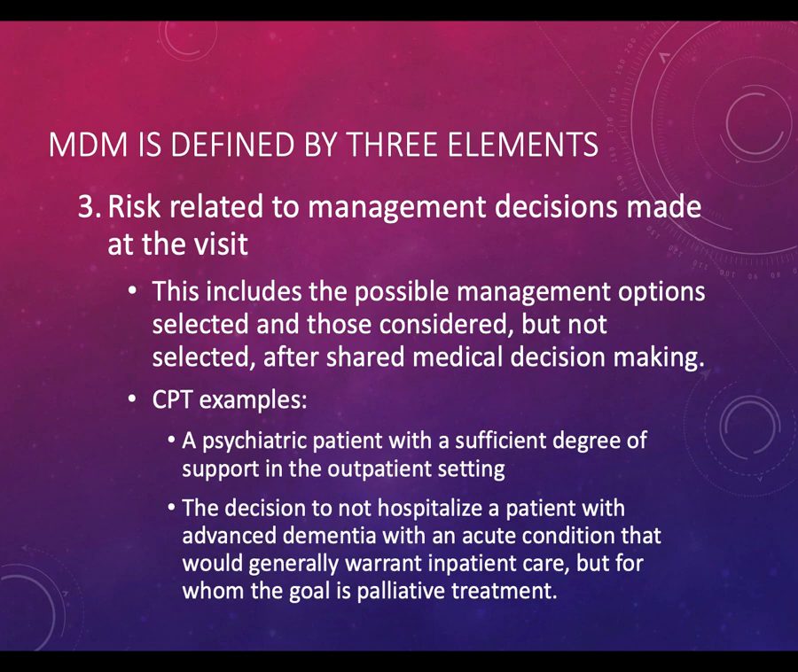In this case, psychiatry was explicitly mentioned in the CPT manual, which gave the example of a psychiatric patient for whom hospitalization was considered but not selected based on sufficient degree of support in the outpatient setting. In this case, risk may still be based on hospitalization, even though the patient was actually not hospitalized. It is key to document shared medical decision-making, which involves eliciting patient and/or family preferences, patient and/or family education, and explaining risks and benefits of management options.